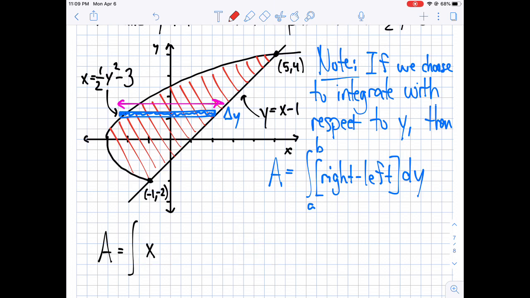We have to be a little bit more smart with how we do it. You'll also notice that when I'm doing this distance, and we're talking about right minus left, it's really the right x value minus the left x value. So we need to actually take this and figure out what the x value is. Okay, we need to figure out what x is equal to in terms of y. So x is going to be equal to y plus 1.